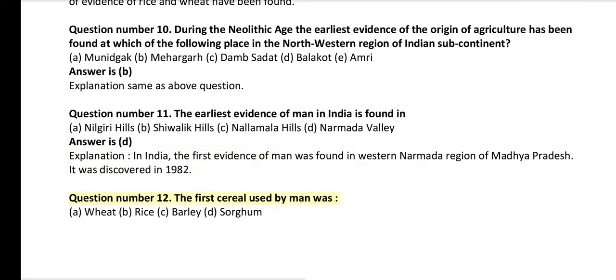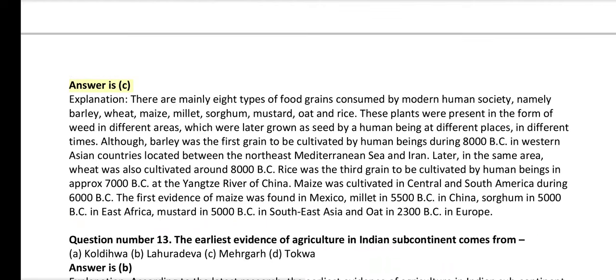Question number 12. The first cereal used by man was A. Wheat, B. Rice, C. Barley, D. Sorghum. Answer is C.